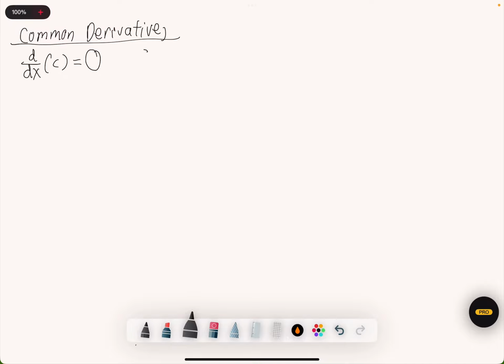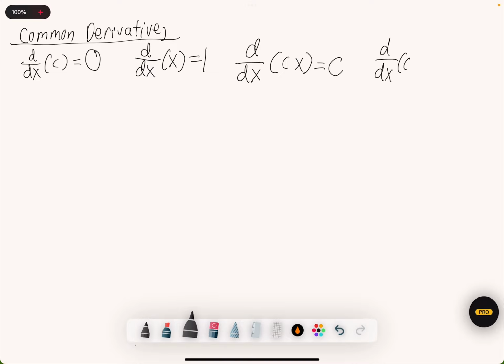And then we have the derivative of x, which is just 1. We also have the derivative of a constant times x. Now that gives us the constant itself. And we also have the derivative of a constant times x to the power of n.